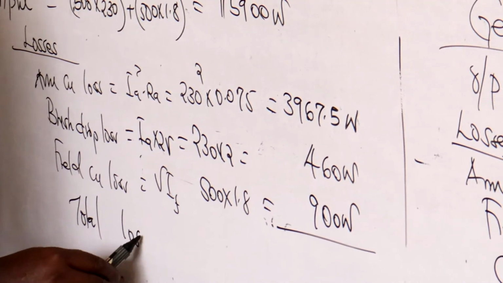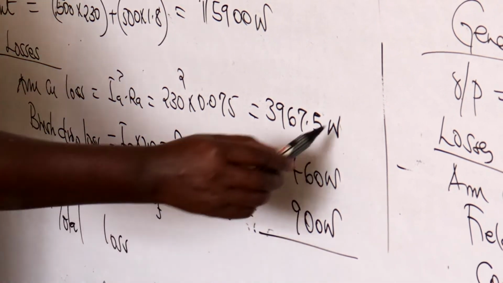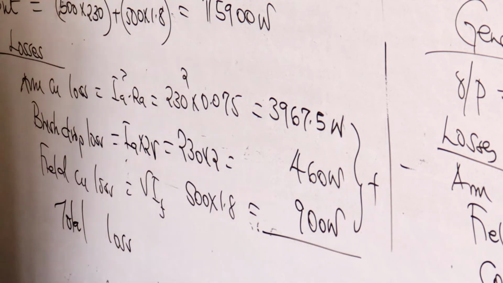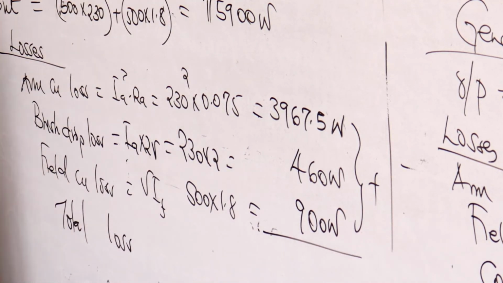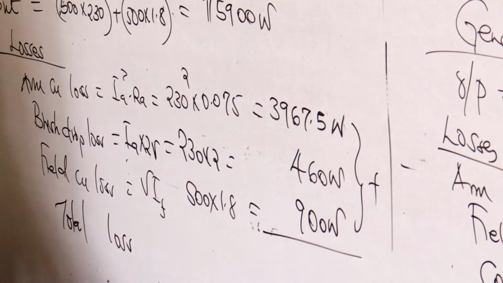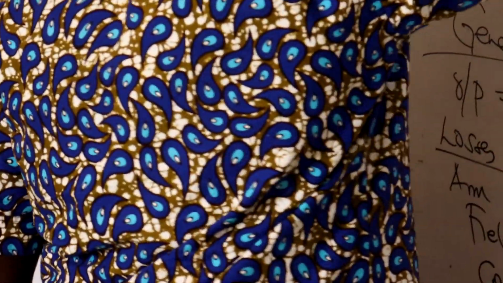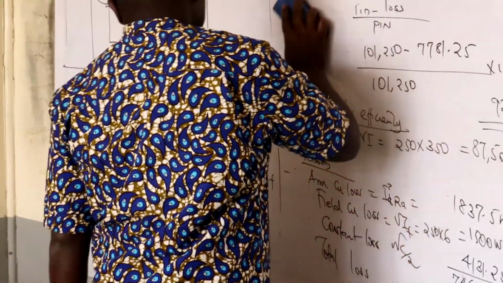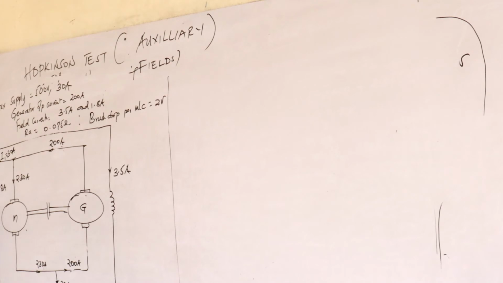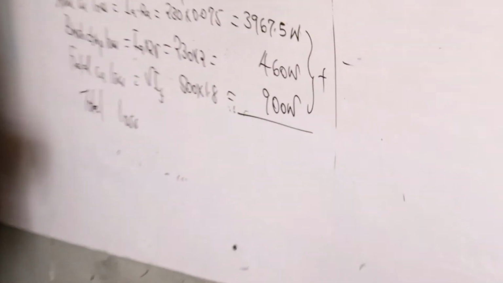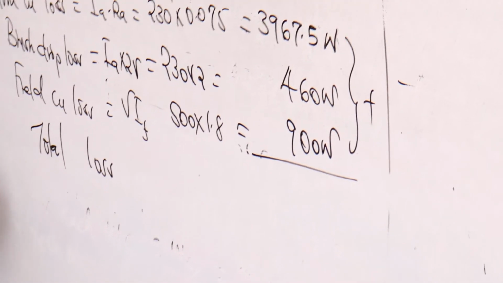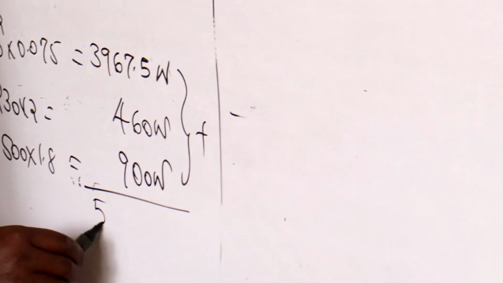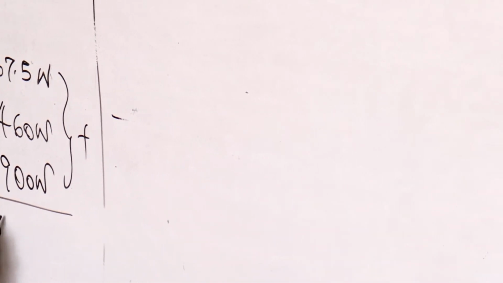Total loss: add this. Total loss is 5327.5. So we're done with the motor.